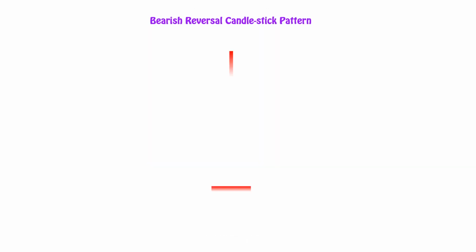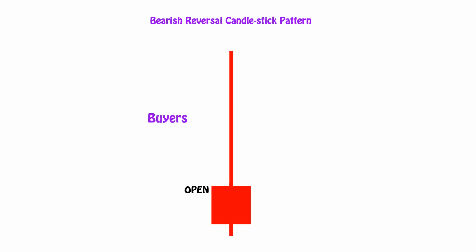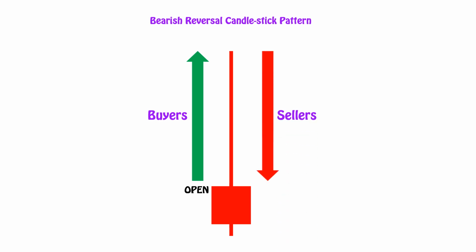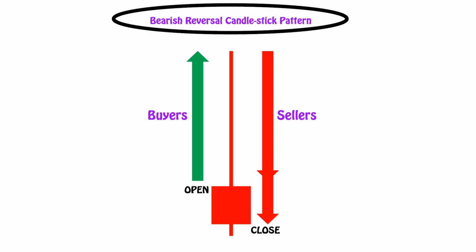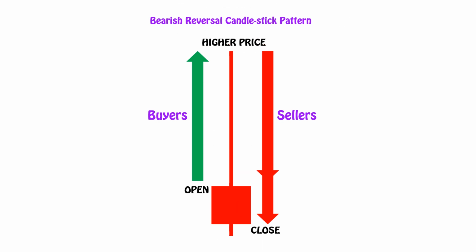Now, what does a bearish hammer mean? For the bearish hammer, when the market opens, the buyers control the movement and push the price higher. After that, sellers step in and push the price lower. The selling pressure is so strong that it closes below the opening price. In short, a bearish hammer is a bearish reversal candlestick pattern that shows rejection of higher prices.